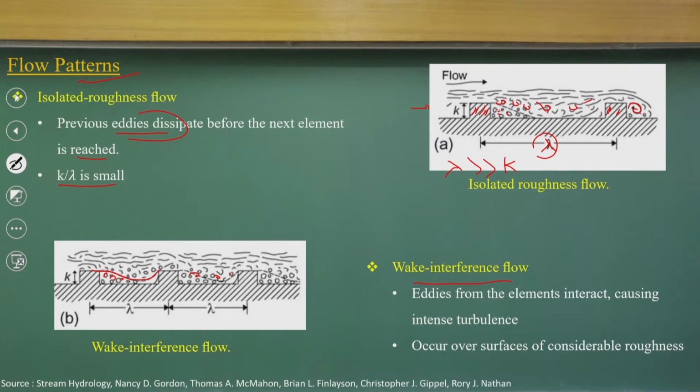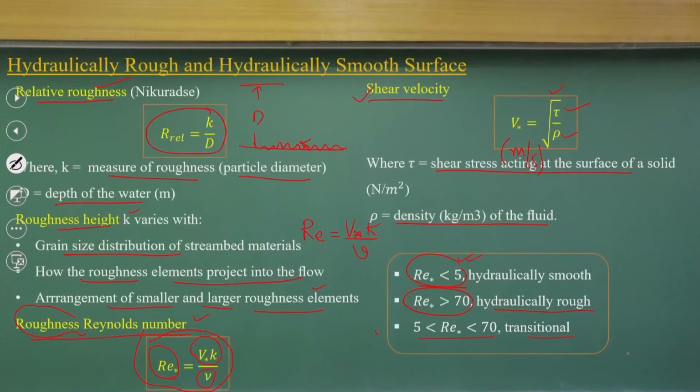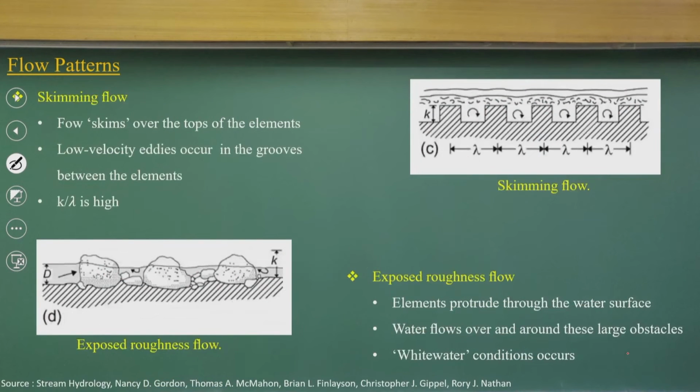Now, we have wake interference flow conditions. You have the lambda length, and the elements are interfering with each other. The eddies from this element interact and cause intense turbulence. The turbulence degree will increase, and the surface will behave as a considerably rough surface.